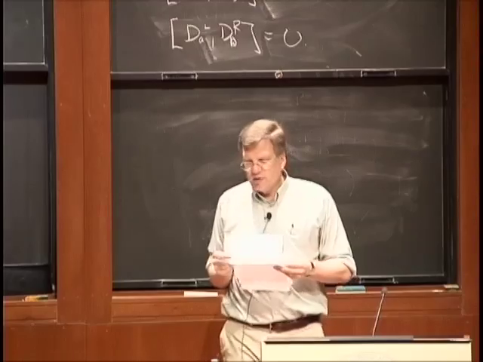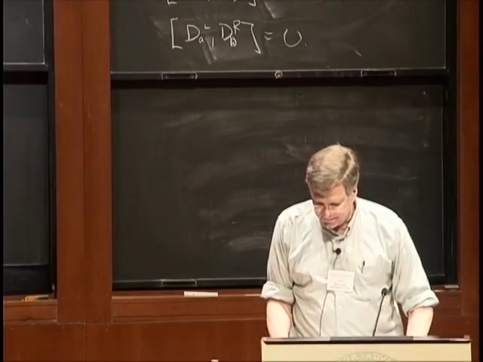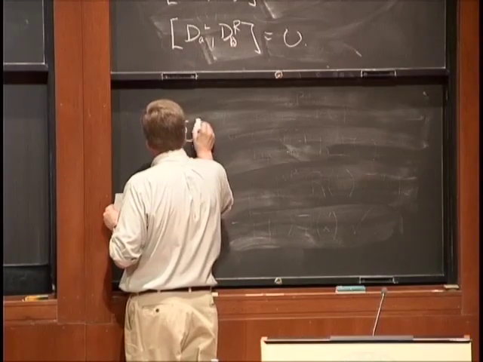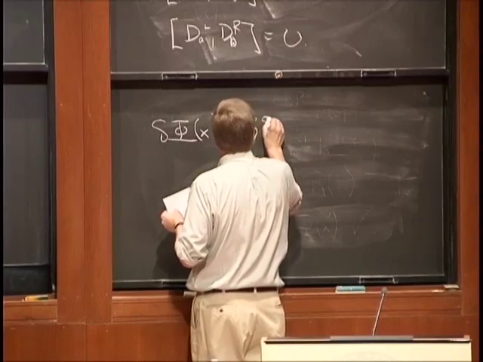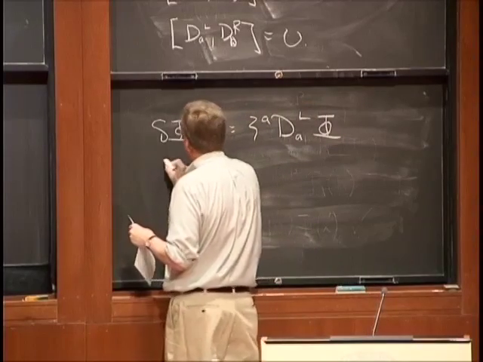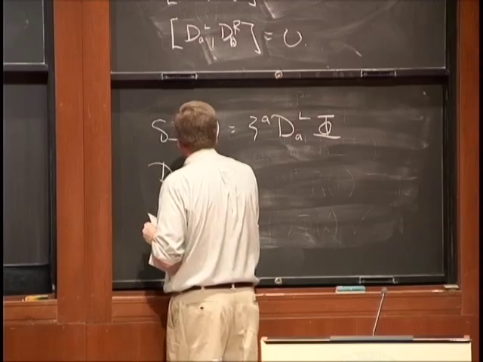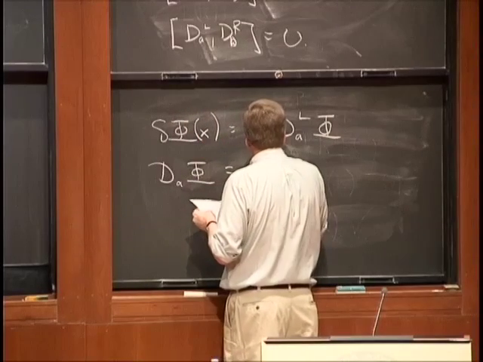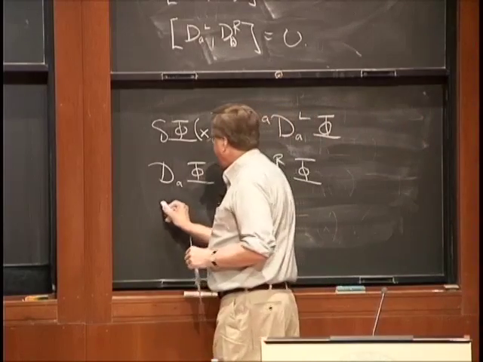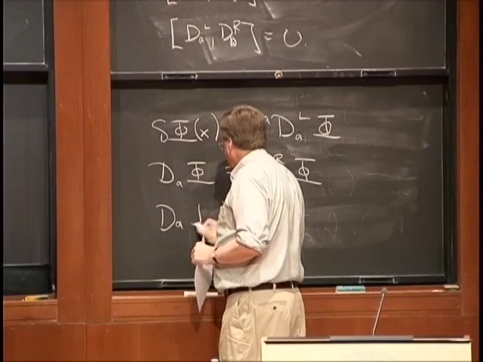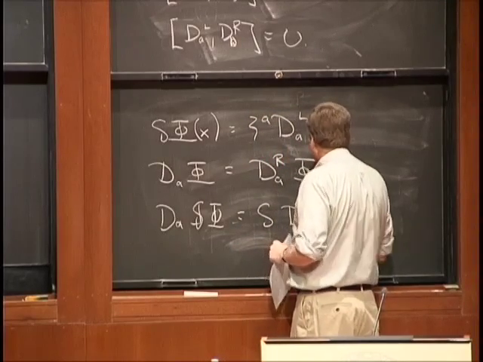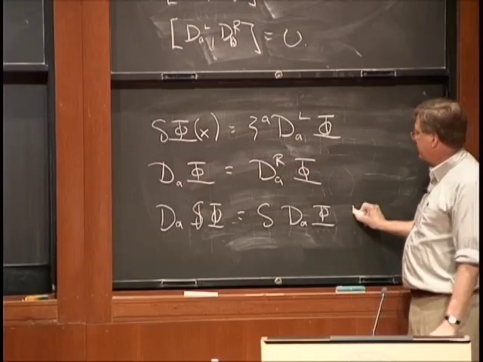So in my last line, I'm going to write down for you what that is, and then we're going to quit. I can write down a transformation of the field phi under the group as something like this. And I can write down a covariant derivative. And you can show then that dA of delta phi is equal to delta of dA phi, precisely because the left and the right derivatives commute.